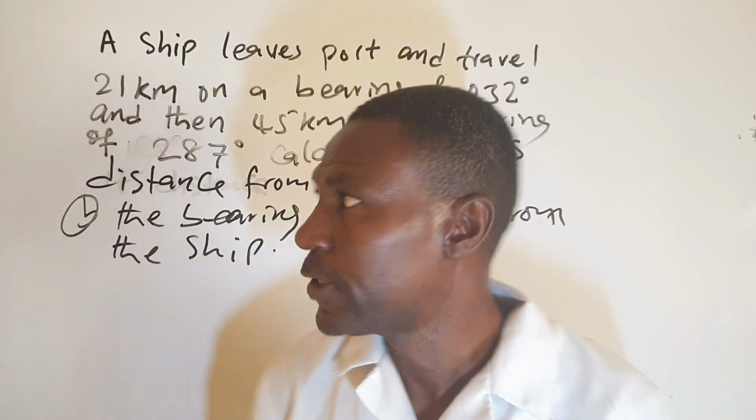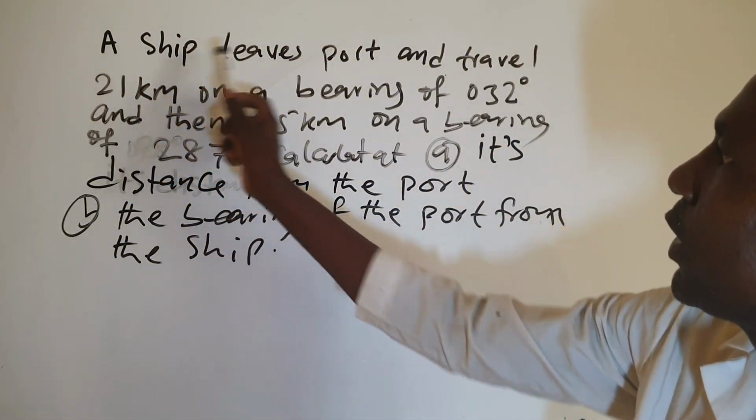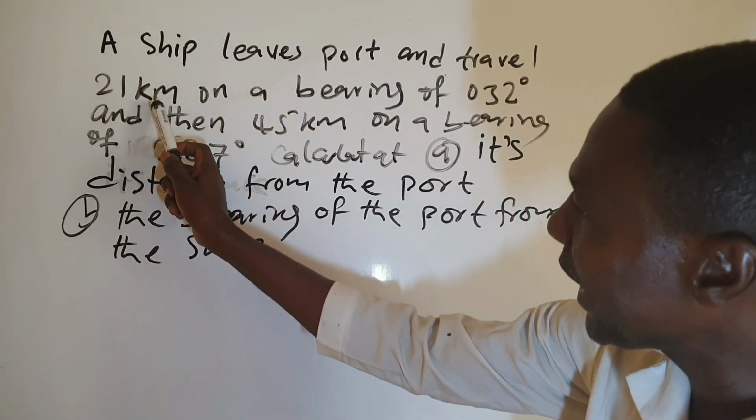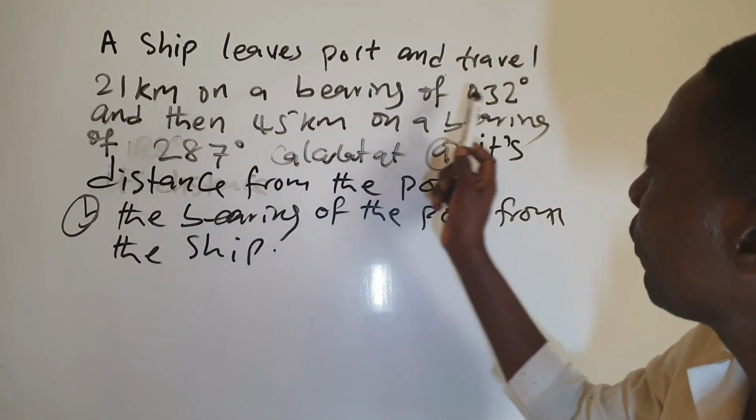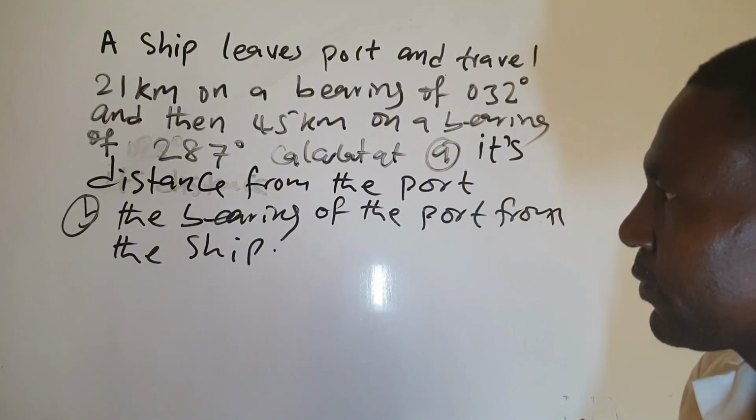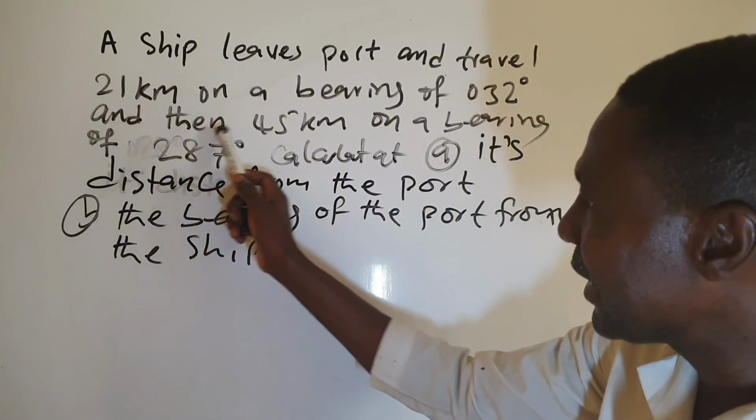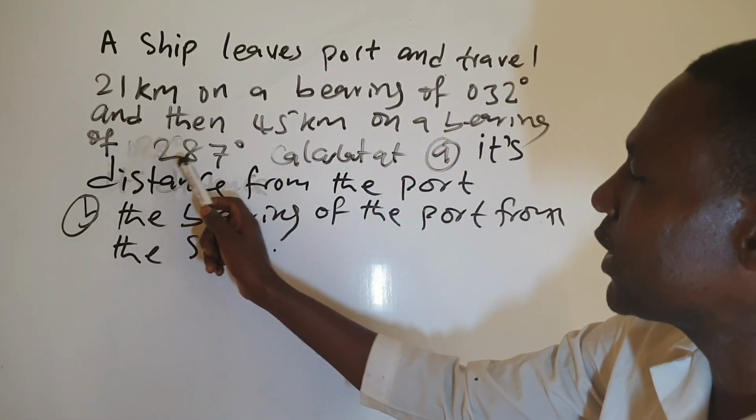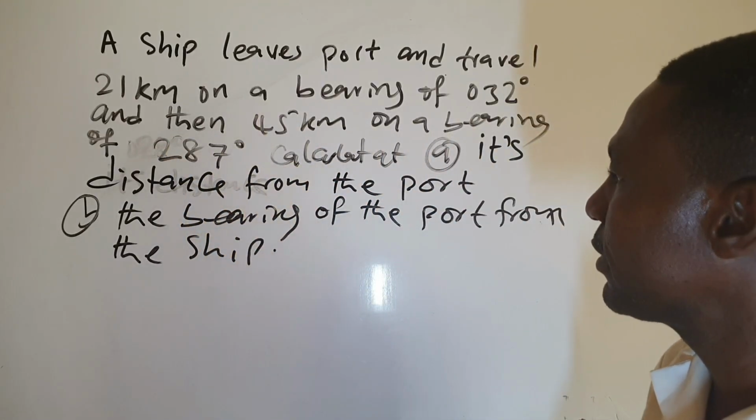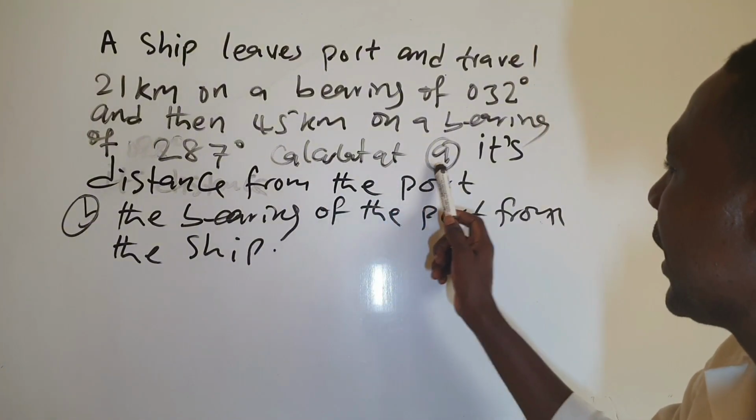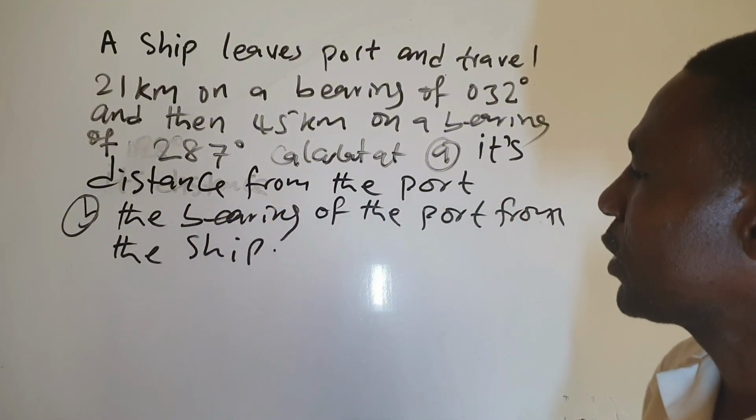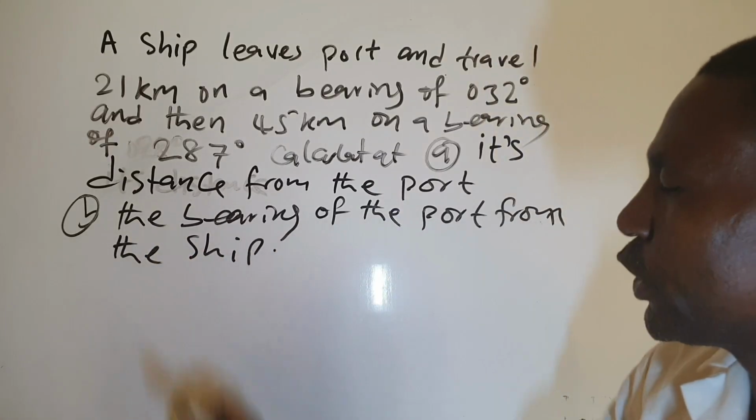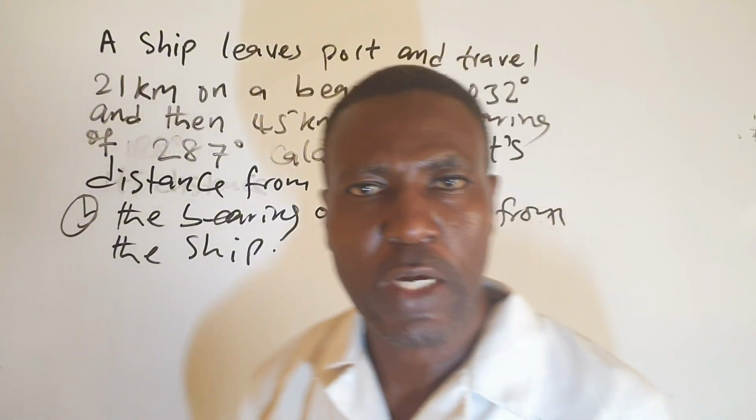The question says, a ship leaves port and travels 21 kilometers on a bearing of 032 degrees, and then 45 kilometers on a bearing of 287 degrees. Calculate (a) its distance from the port, and (b) the bearing of the port from the ship. Okay, now without wasting much time, let us solve it.